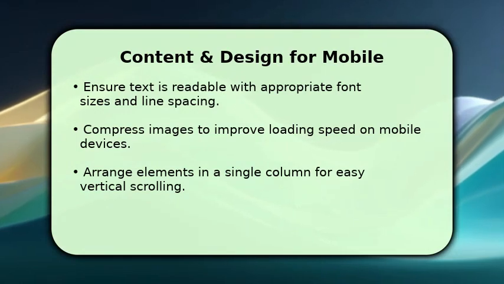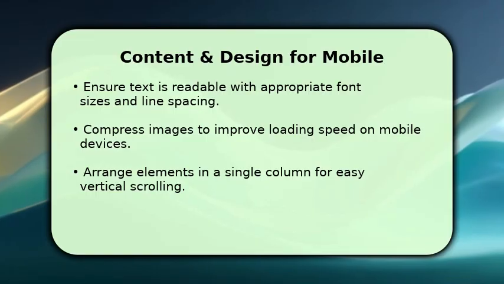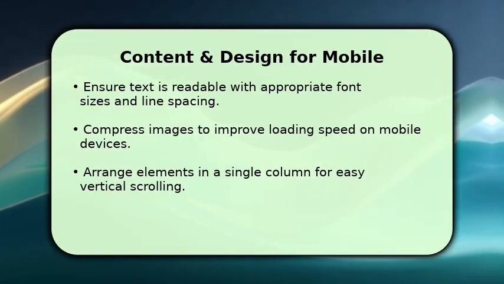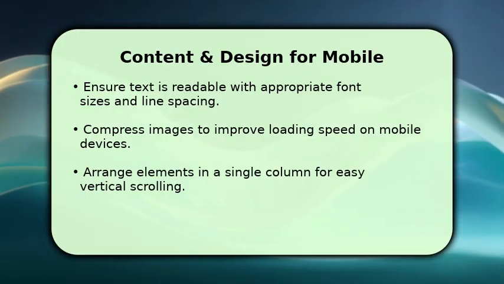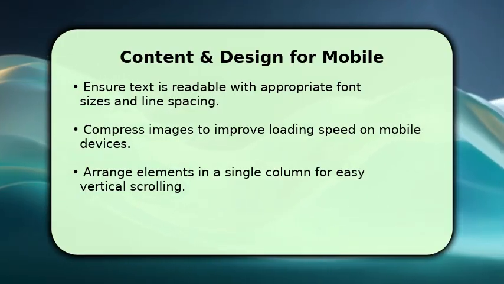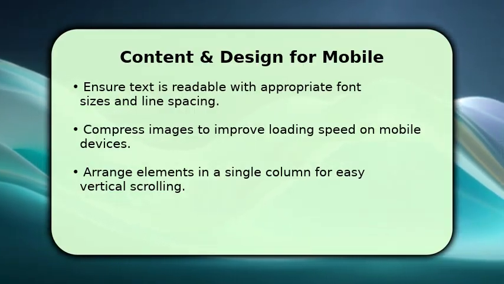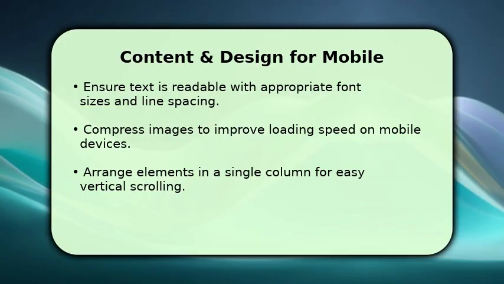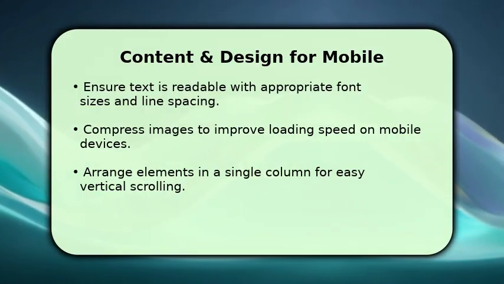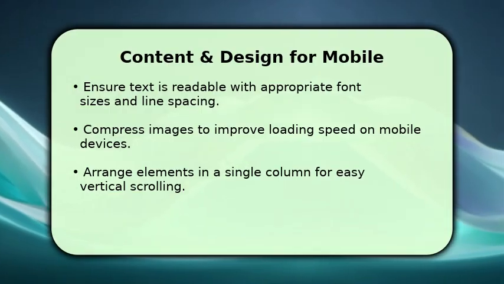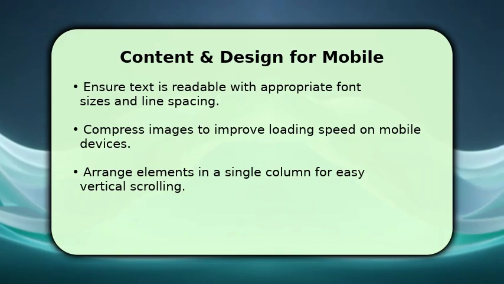For optimal readability, adjust your font sizes to be at least 16 pixels for body text. Ensure sufficient line spacing, typically 1.5 times the font size, to prevent text from appearing cramped. Always compress your images to reduce file size, which significantly improves loading times on mobile networks. Arrange your content in a clear, single-column layout. This makes vertical scrolling intuitive and keeps your design consistent across various screen dimensions.